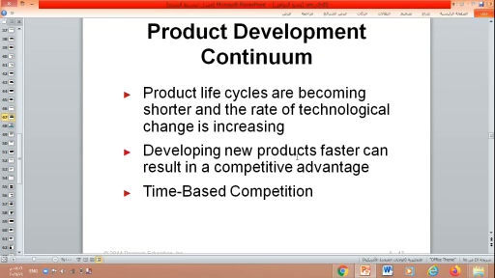Next slide, which talks about the product development continuum. As we know, with shorter product life cycles, the competition becomes more time-paced. It means the faster you can get to the market and respond to the customer needs, the more competitive advantage you have. So the product life cycles are becoming shorter and the rate of technological change is increasing. So we have to develop new products faster, which can result in a competitive advantage.